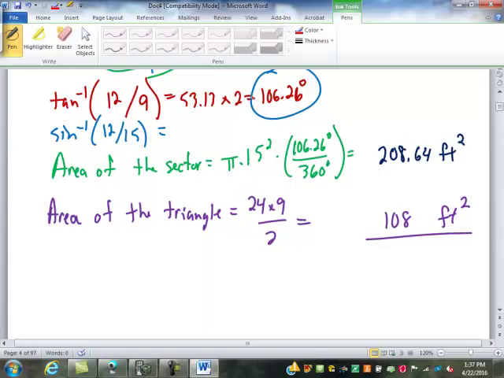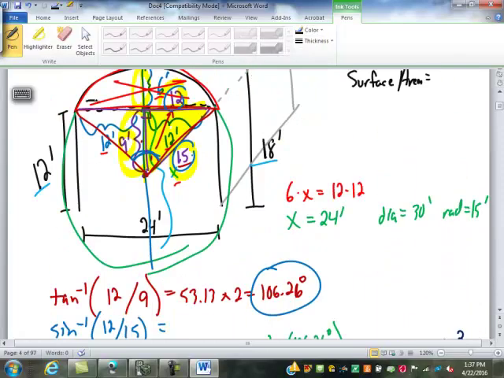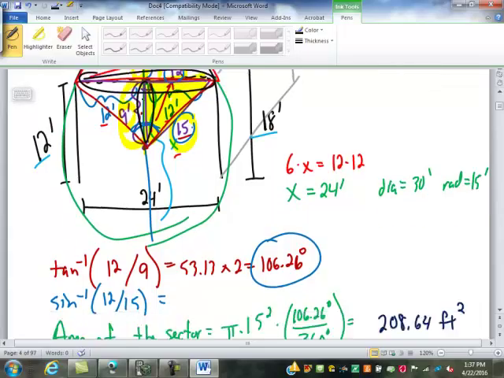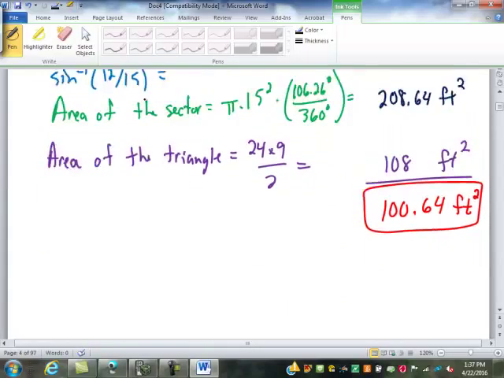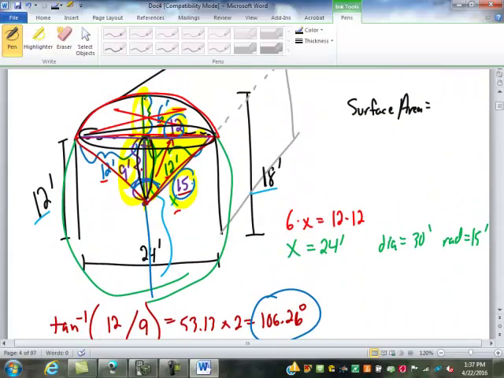So the area of our segment will be the difference between those. We take 208.64 minus 108, which gives us 100.64 square feet. 24 by 9? 24 all the way across here by 9 feet. So now we can start looking at pieces here.